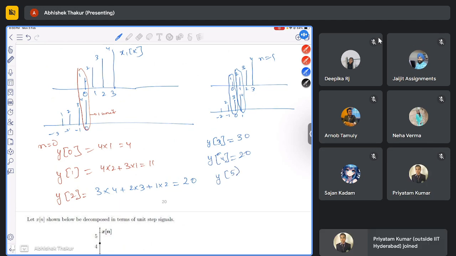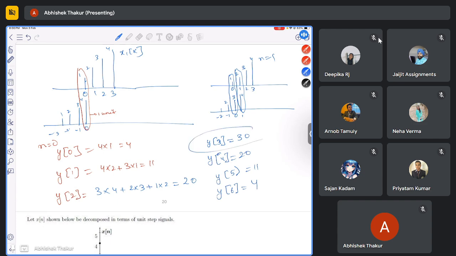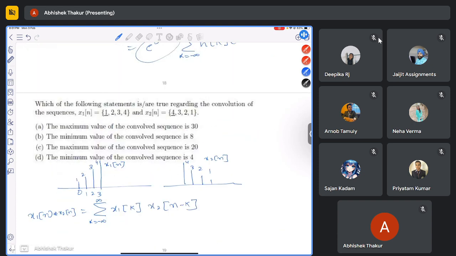For y[5], it will shift by 5 units, so only the part is 2 into 4 and 1 into 3. So 8 plus 3, 11. For y[6], it will become again 4 into 1, 4. So what is the maximum value? 30. Minimum value 4. So the correct answer is: maximum value is 30 and the minimum value is 4.